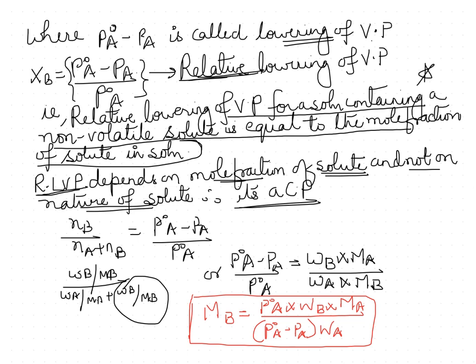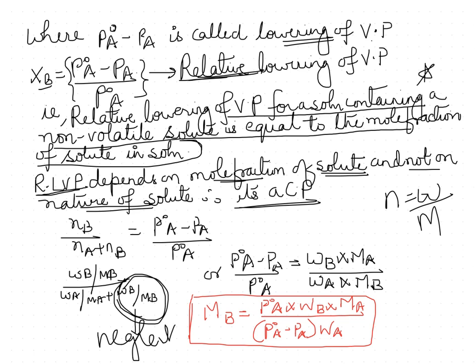Now, I am substituting the value of XB. XB is equal to NB divided by NA plus NB. Okay, so NB divided by NA plus NB is equal to P0A minus PA divided by P0A. Now for NB, number of moles is equal to weight in grams divided by molecular mass. So I am putting it as WB by MB divided by WA by MA plus WB by MB. But you know that the number of moles of the solute in the solution is very, very less. So we can neglect it in the denominator.